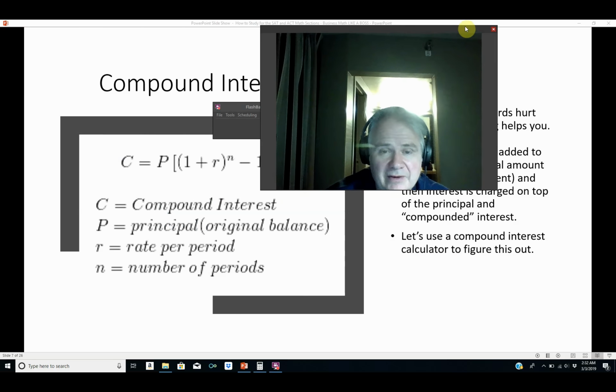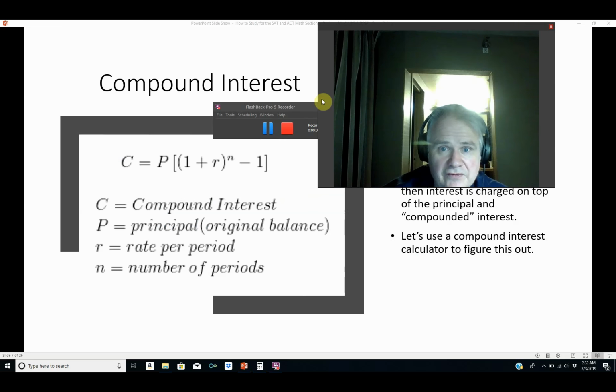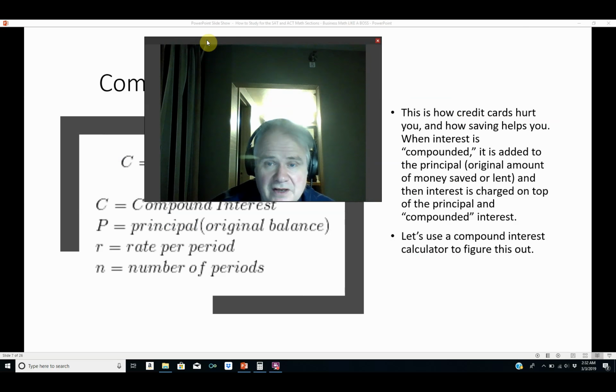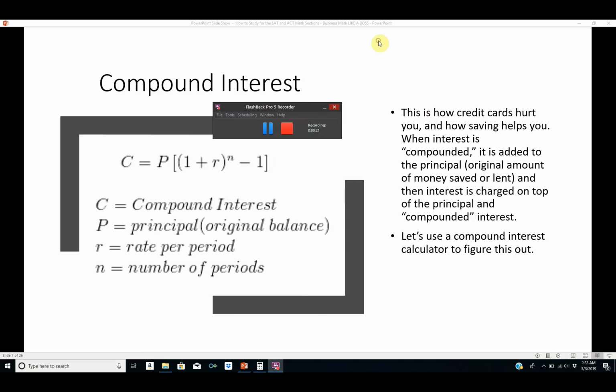So let's talk about compound interest. Compound interest is basically how saving helps you and how credit cards can hurt you. When interest is compounded, it's added to the principal, the original amount of money saved or lent. Then interest is charged on top of the principal and the compounded interest. Let's use a compound interest calculator to figure this out.